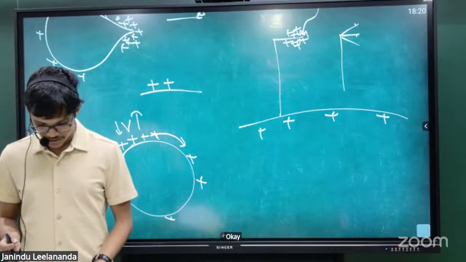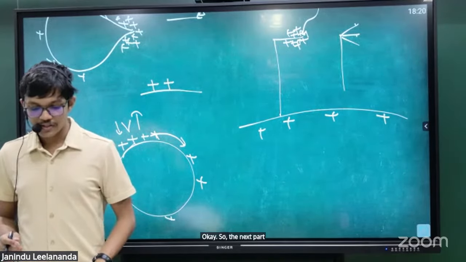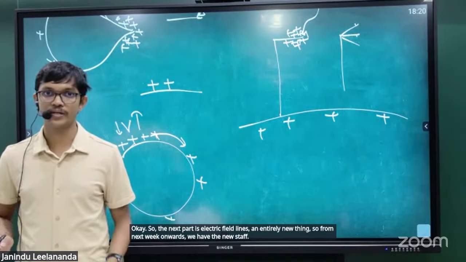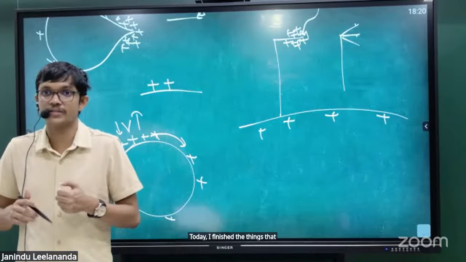So the next part is electric field lines, an entirely new thing. From next week onwards we have the new stuff. Today I finished the things that are related with gravitational fields.